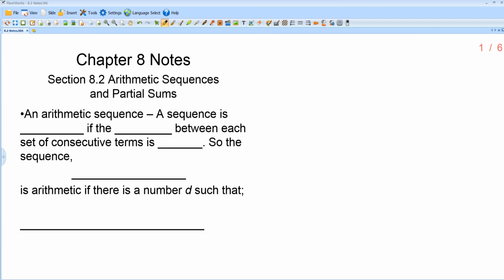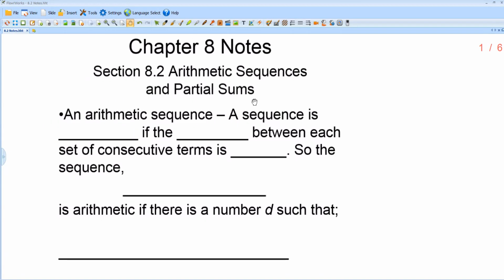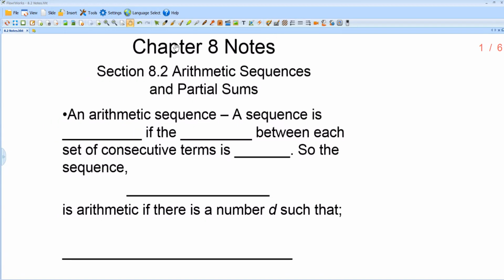All right, welcome for section 8.2. I'm just gonna enlarge this a little bit and then fix my pen. Sorry, I should have done that before I started this, but welcome to section 8.2.